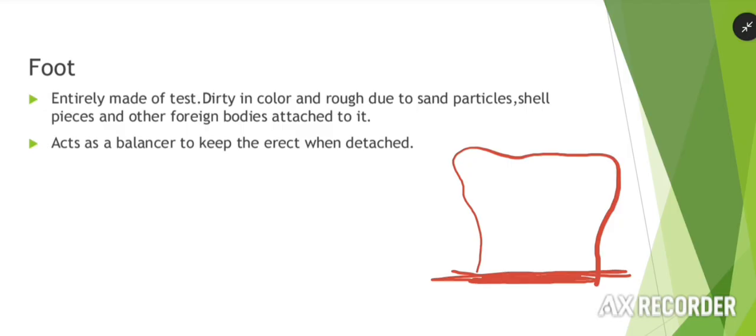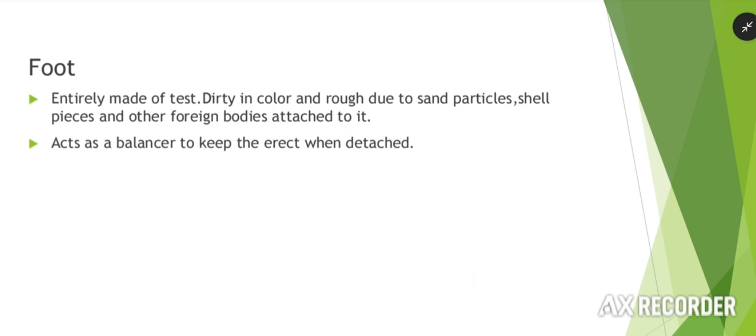The foot gets contracted, so the foot is absent completely and the body gets attached directly to the rocky substratum or a mollusk shell. And here the foot acts as a balancer to keep the body erect when detached.